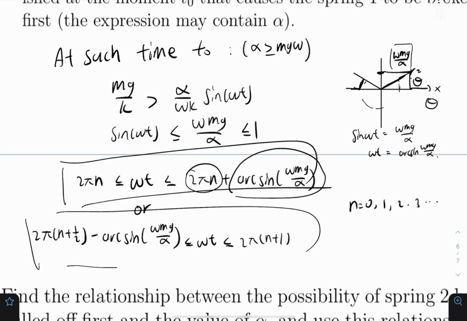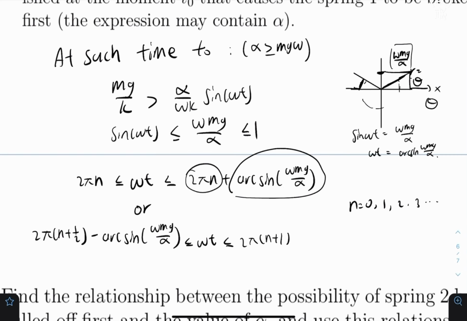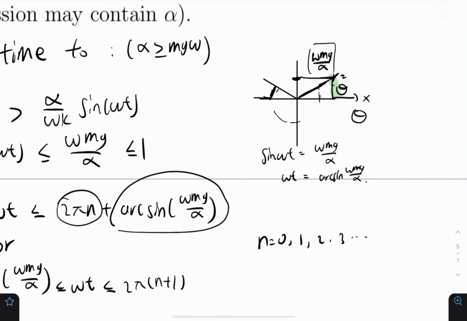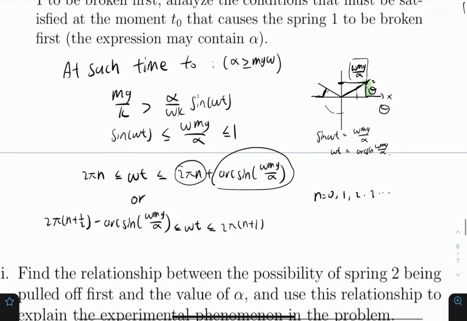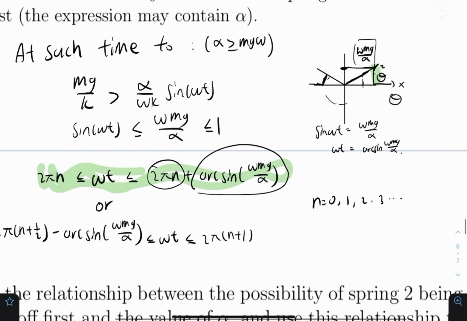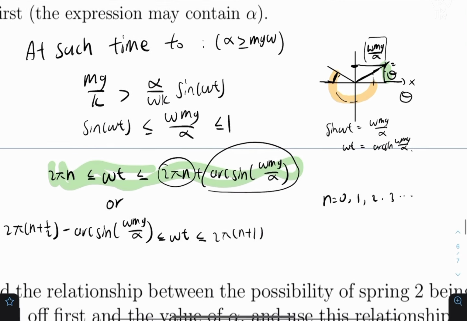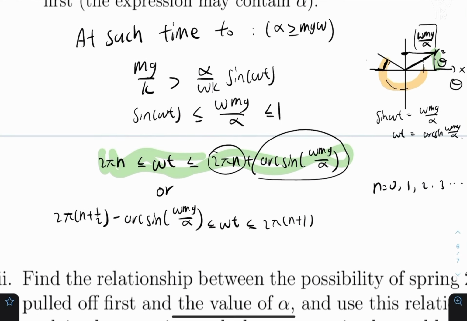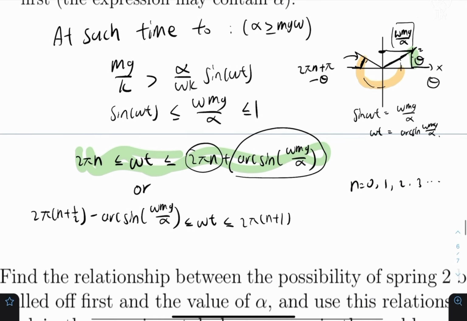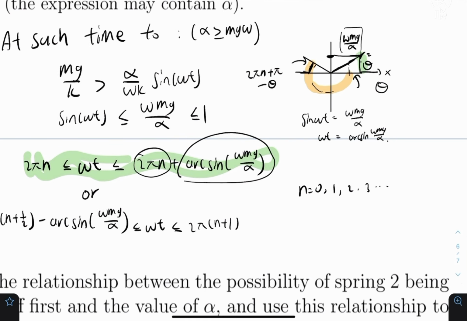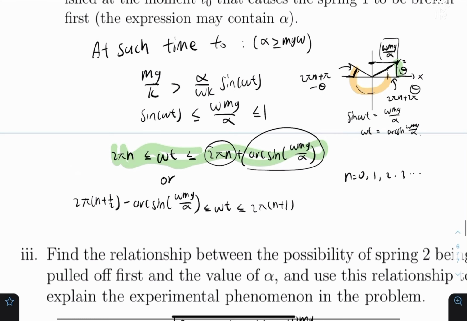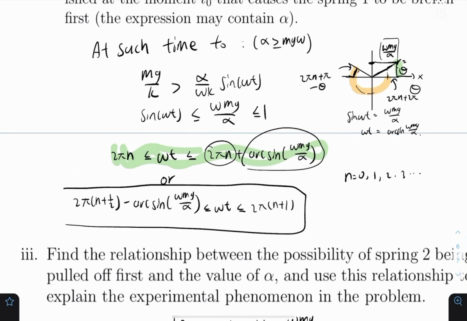Now let me explain why. So for this first part, this part is this part, right? And how about the second part? The second part is basically this part. So what is the angle over here? The angle over here is 2πn plus π minus theta, right? And how about this angle over here? The angle over here is basically 2πn plus 2π. So let's plug back in and see, and we'll get this condition over here.